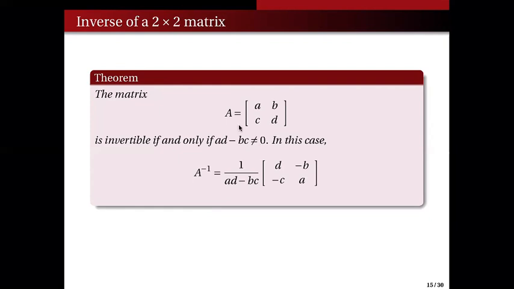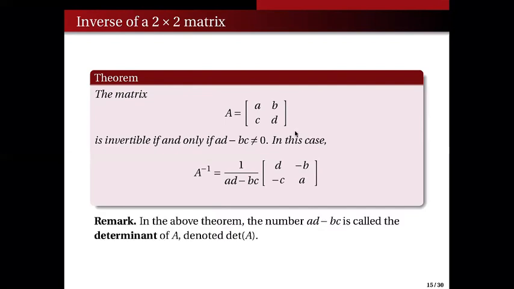So again, if you have a 2 by 2 matrix given by this, then this matrix is invertible if and only if AD minus BC is not equal to 0. And in this case, the inverse of A will be 1 over AD minus BC times the matrix D, negative B, negative C, A. So the diagonal entries were interchanged, and then you negated the other two entries.